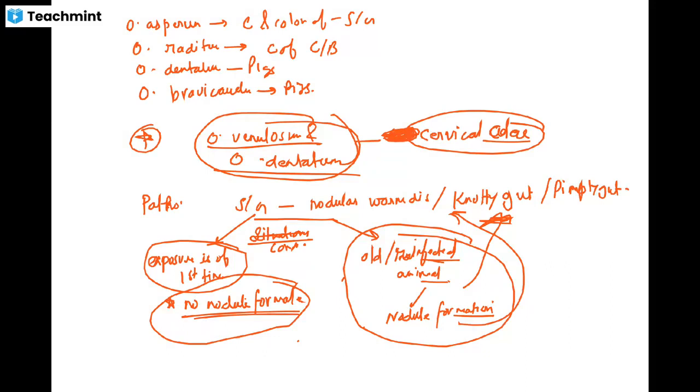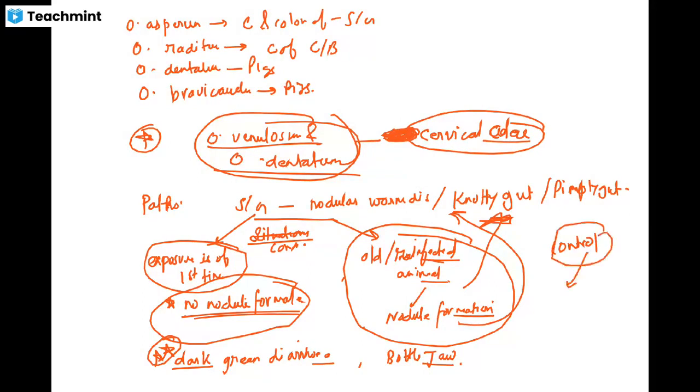There is also dark green diarrhea, which is a peculiar characteristic of Oesophagostomum infection. There is also a bottle jaw condition. For control of Oesophagostomum, there is one policy known as the gilt-only breeding policy in pigs.